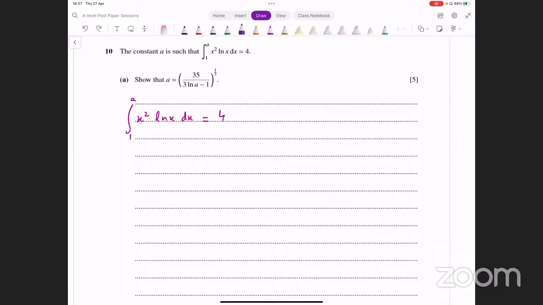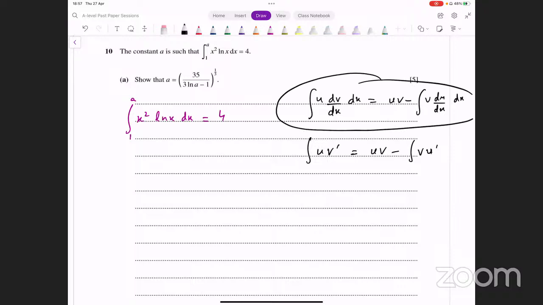ये प्रोडक्ट है, इस पे इंटीग्रेशन में पार्ट्स अप्लाई करना पड़ेगा. नाउ रिमेंबर द फॉर्मूला दैट यू हैव फॉर दैट. फॉर्मूला शीट में इससे लिखा होता है u into dv over dx. इसका integral with respect to x, that is equal to uv minus integral of v into du over dx with respect to x. In short form, you can write it like this. You can say this is uv dash ka integral, that is equal to uv minus integral of vu dash. Right? That's what this formula looks like, essentially. ठीक है, formula sheet में ये दिया होगा, आप इसको इस तरह से short form में लिख सकते हैं.